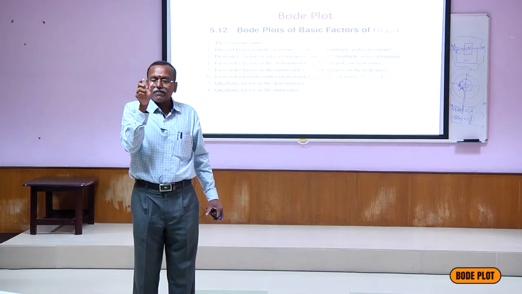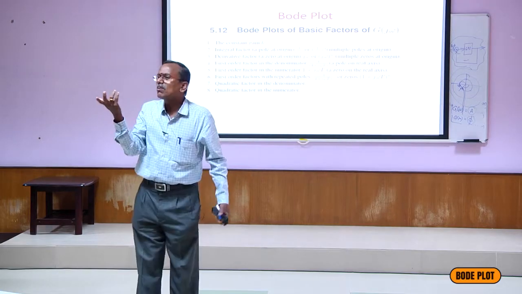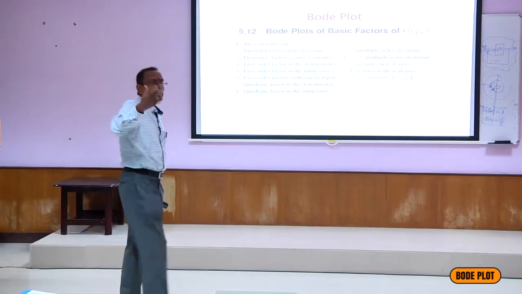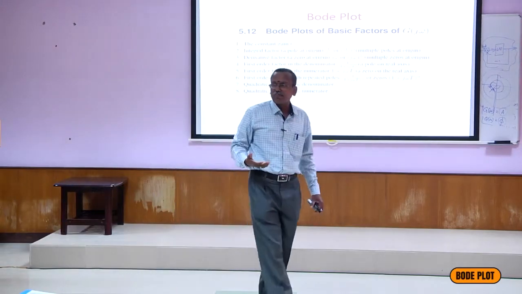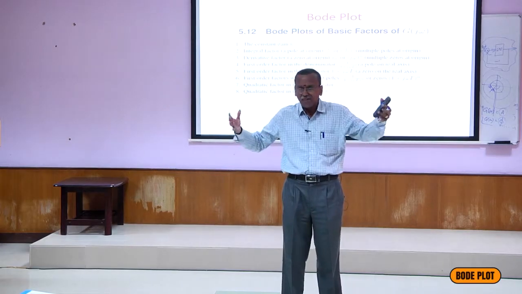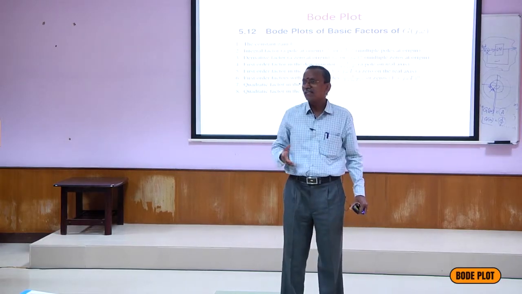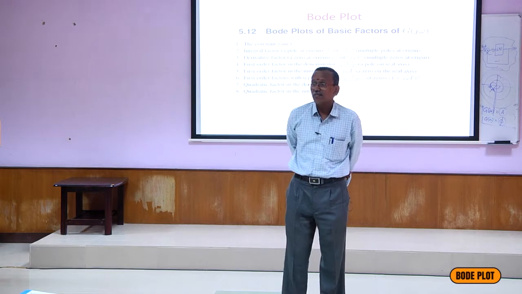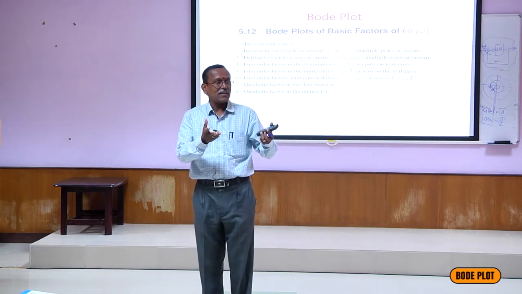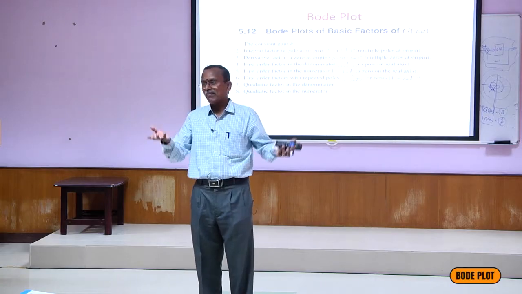If I take only one factor, I can easily draw the magnitude plot and phase plot for that. For each factor, I can separately draw the magnitude plot and the phase plot. If I graphically add all the plots, then I will get the complete plot. That's why we have to see how we can break the transfer function into so many factors.